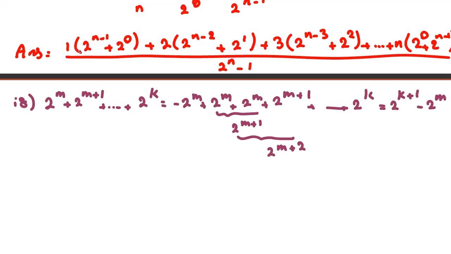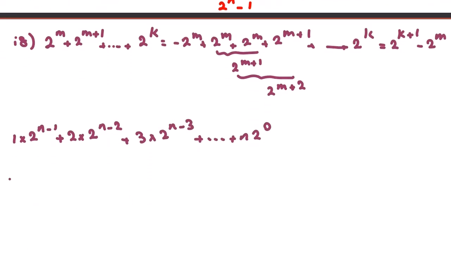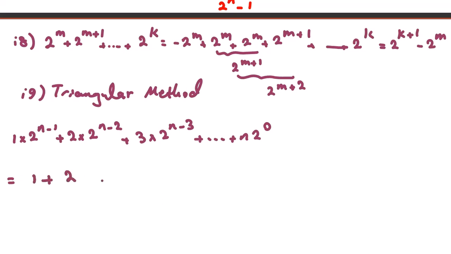Now let's calculate this part. At first, I want to calculate only the first part of each bracket. So 1 times 2 to the n minus 1 plus 2 times 2 to the n minus 2 plus 3 times 2 to the n minus 3, up to n times 2 to the 0. So idea 9 is to use the triangular method. Write it like a triangle. So I write all of them with coefficient 1: 1 plus 2 plus 3, up to 2 to the 0.